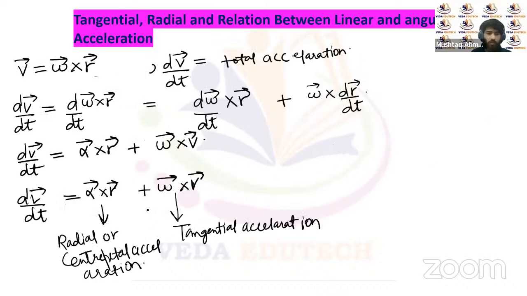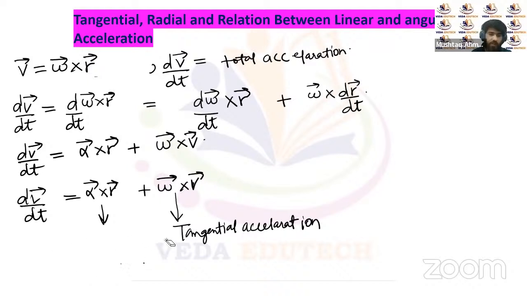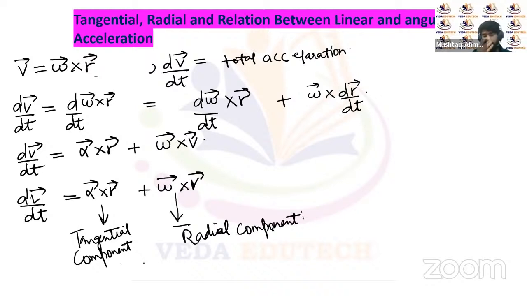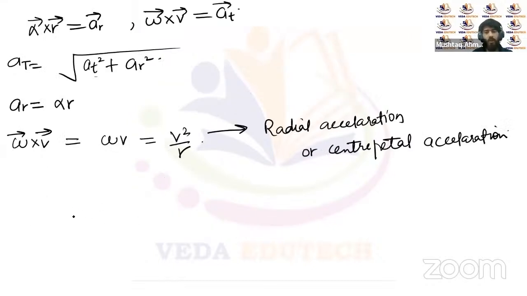So we have two components here. One is the radial component, and another is the tangential component. So this is the tangential component and this is the radial component here. So the total acceleration will be the square root of tangential square plus radial square.